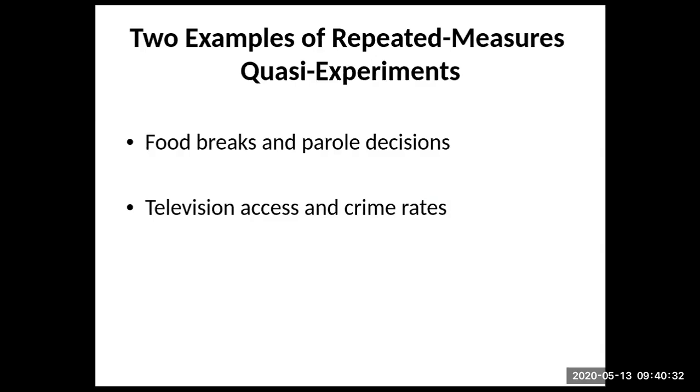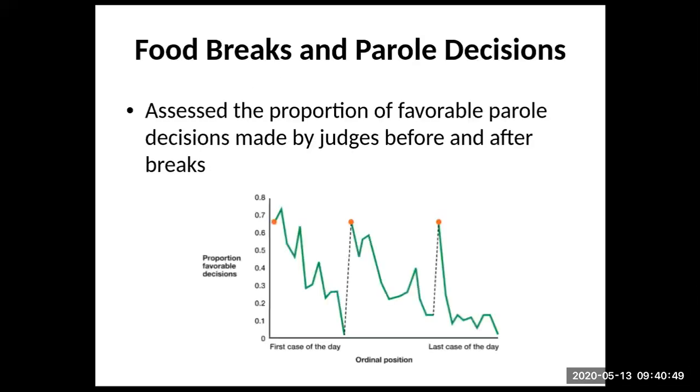So what about repeated measures designs? Well, we have two. One is based on food breaks and decisions on who gets parole. And the other one is actually taking an amount of data from the past and looking and comparing television access and crime rates. So let's go back really quick.